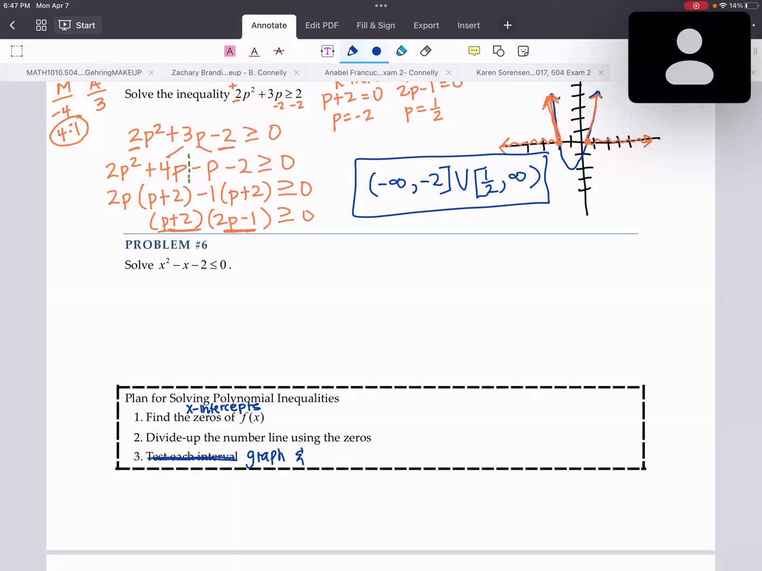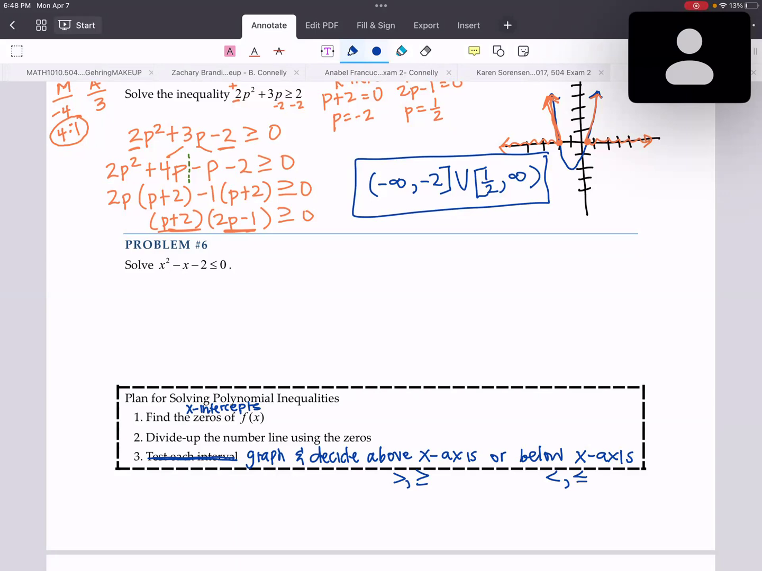Okay, so instead of that, I would say graph and decide above x-axis or below x-axis. Remember, that's because if it was above the x-axis, that's greater than or equal to. Below is when you have the less than, so less than or equal to.